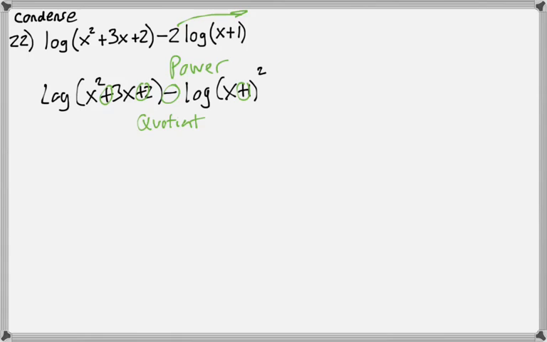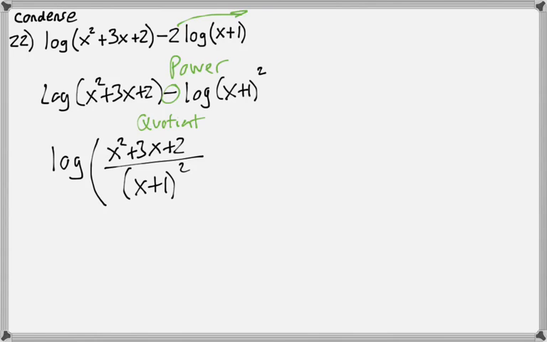So you'll notice that there's some addition signs on the inside of the logarithms, but we don't have any rules for addition or subtraction signs on the inside of logarithms. It's only addition and subtraction signs on the outside between logarithms that we use the product and quotient rules for. So that's just kind of a good note. Okay, so this is going to be log of x squared plus 3x plus 2 all over x plus 1 squared.